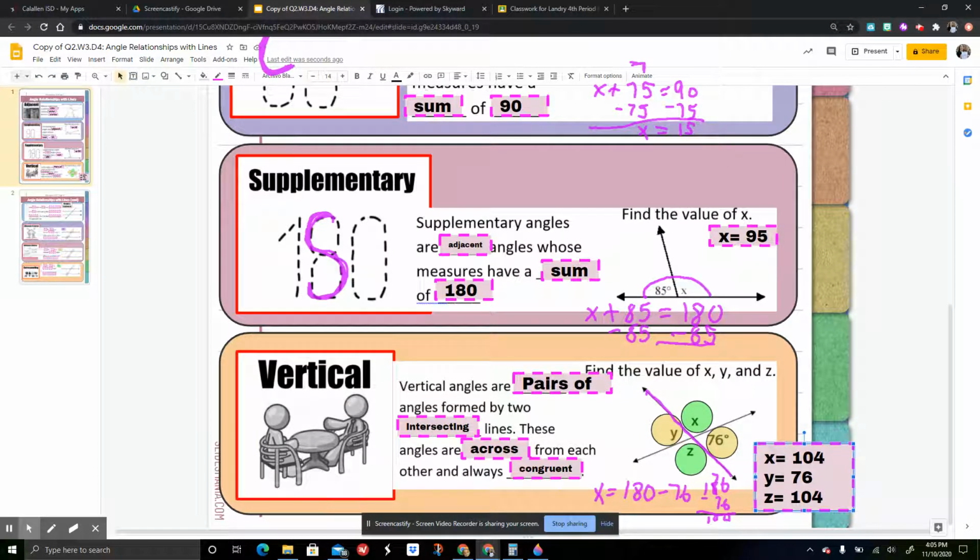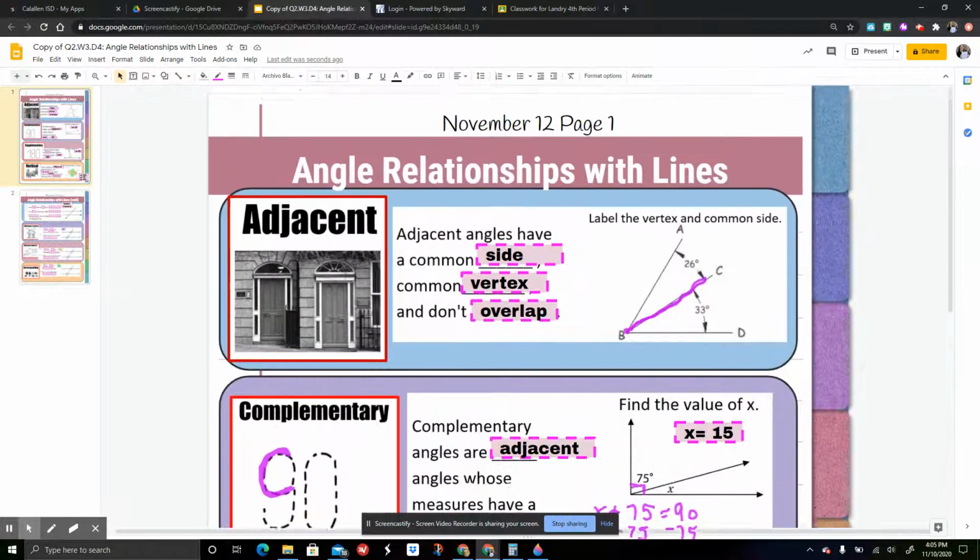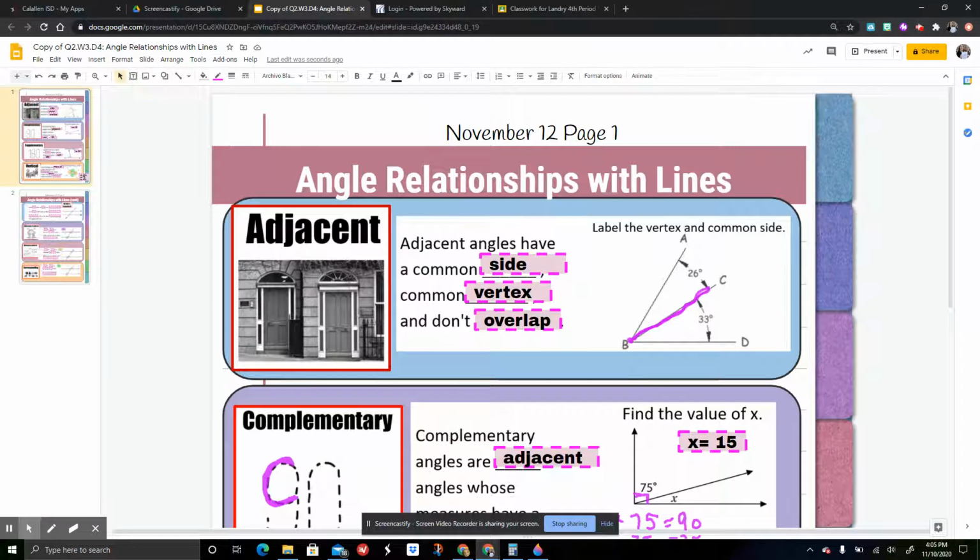Okay, that's the first page. Remember, you can always rewind or pause. If we went too fast, you can go back. Now we're going to go to the second page.